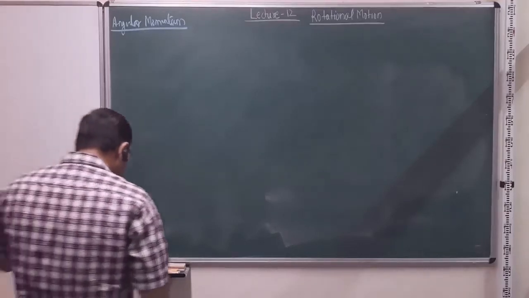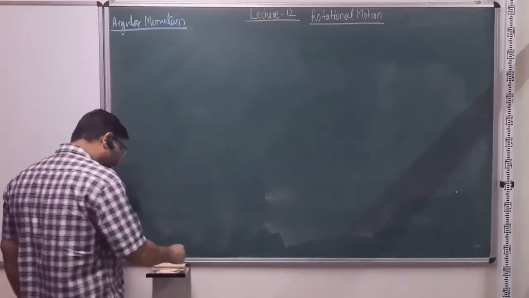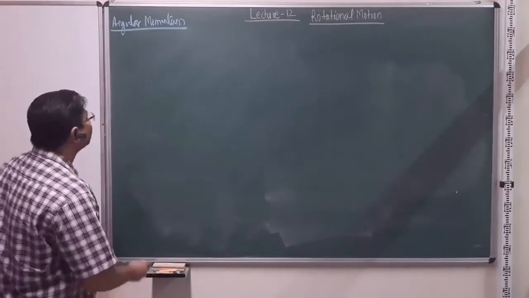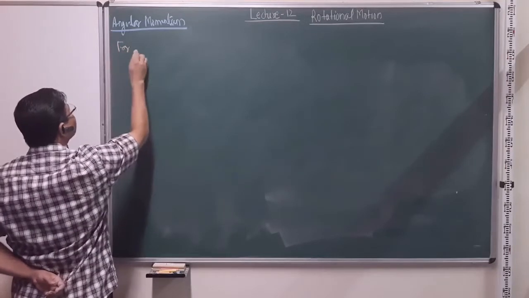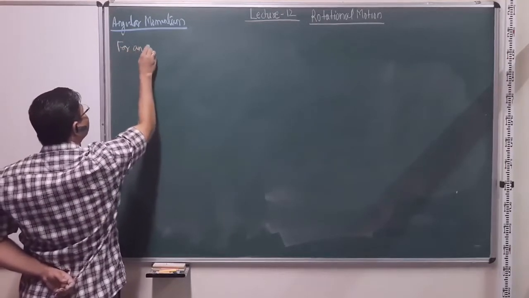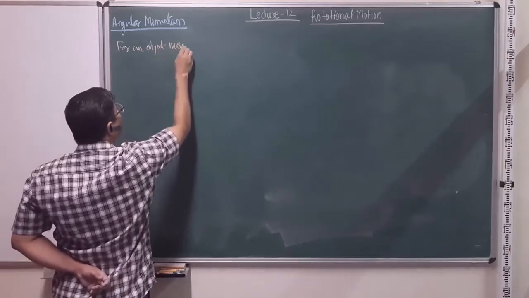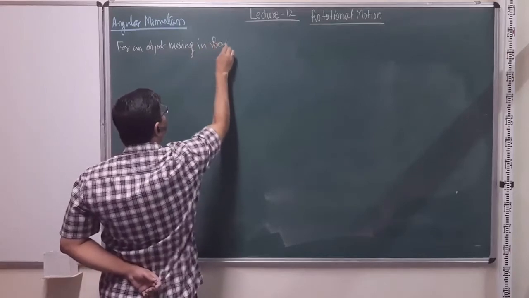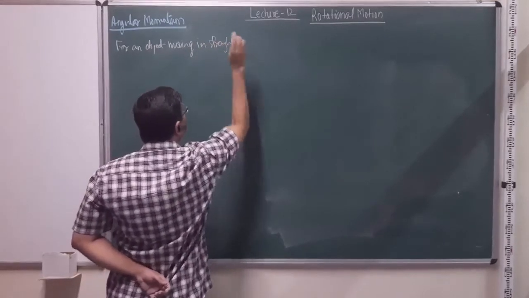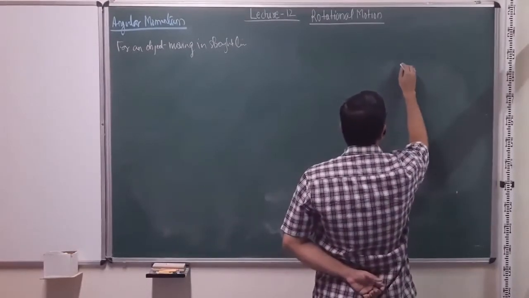Okay, so once we have described how to calculate the angular momentum, let's do it for a few cases. Right. So let us find the angular momentum for an object moving in a straight line. Okay, so what does that mean? I mean, how do I describe my system?